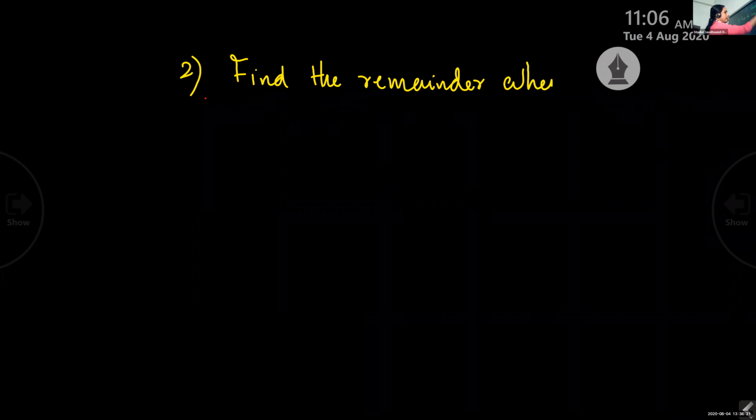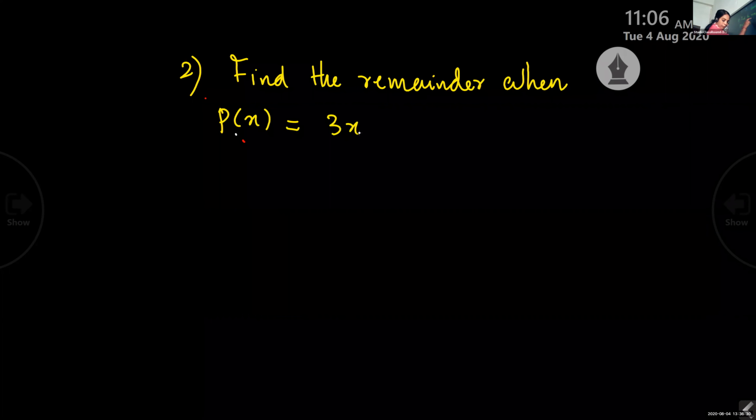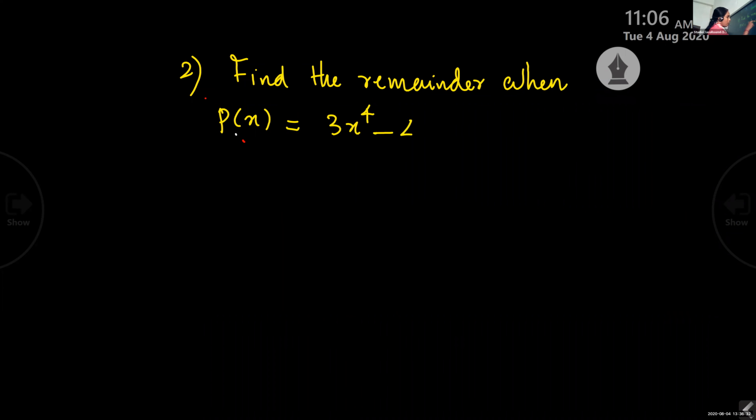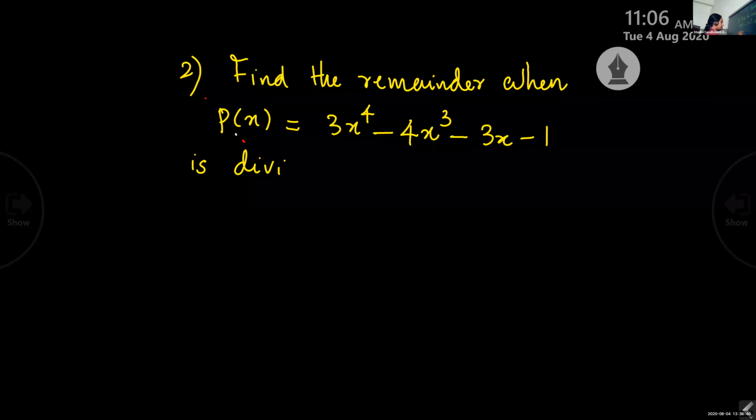Find the remainder when P of x equal to 3x raised to 4 minus 4x cube minus 3x minus 1 is divided by x minus 1.